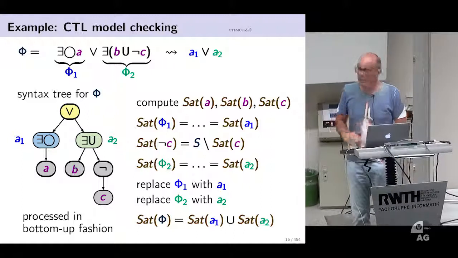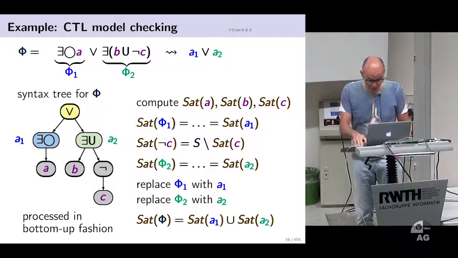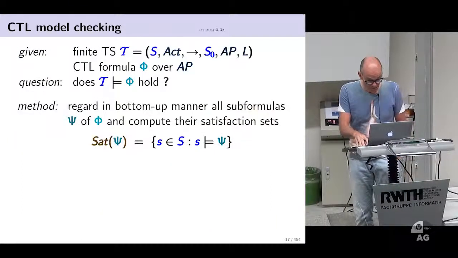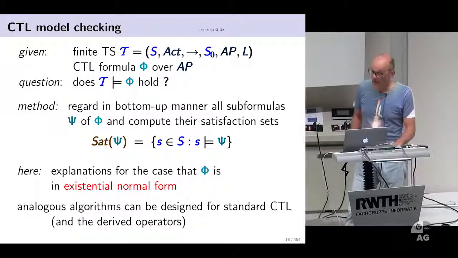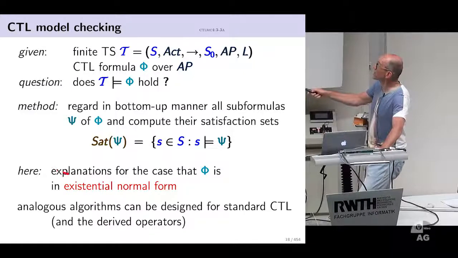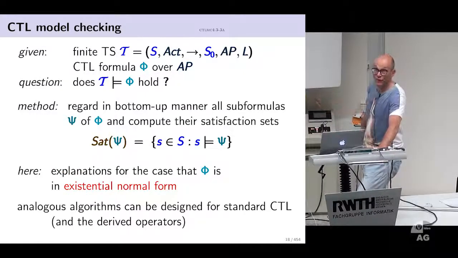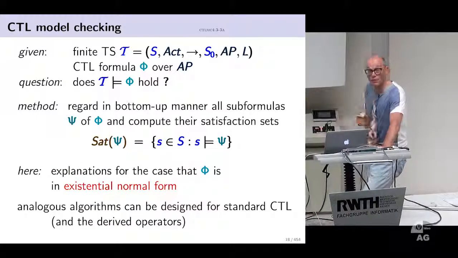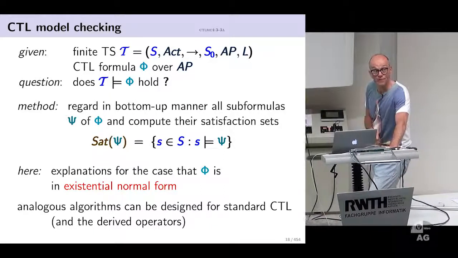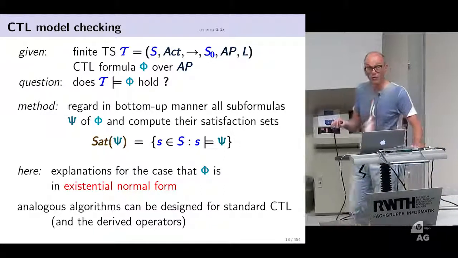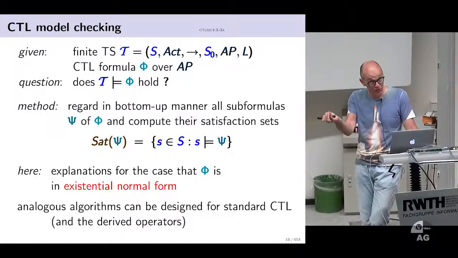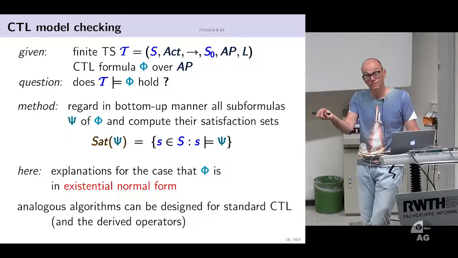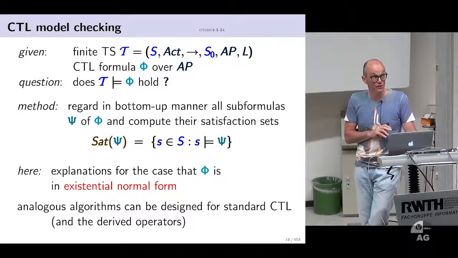Good. The main ingredients will be the existential until and the existential box. We're going to compute these sets of states. I'm going to explain this procedure assuming that the formula is in existential normal form. So I'm going to assume that the only formulas occurring in my CTL formula are of the form existential next, existential box, existential until. No universal quantification.